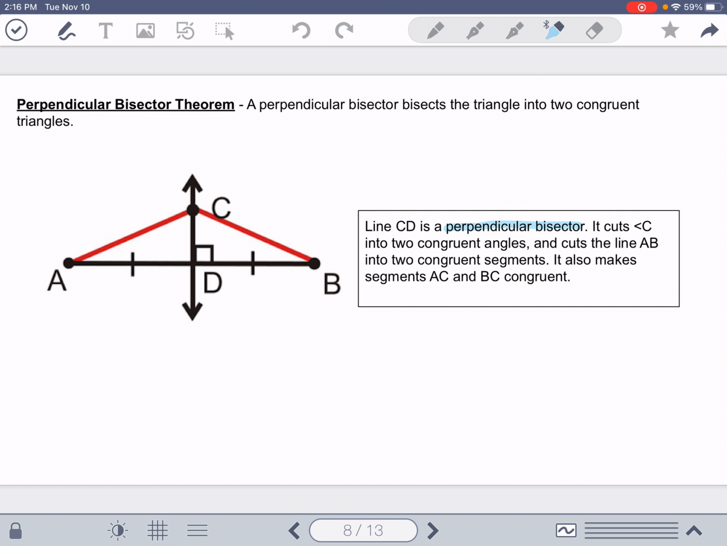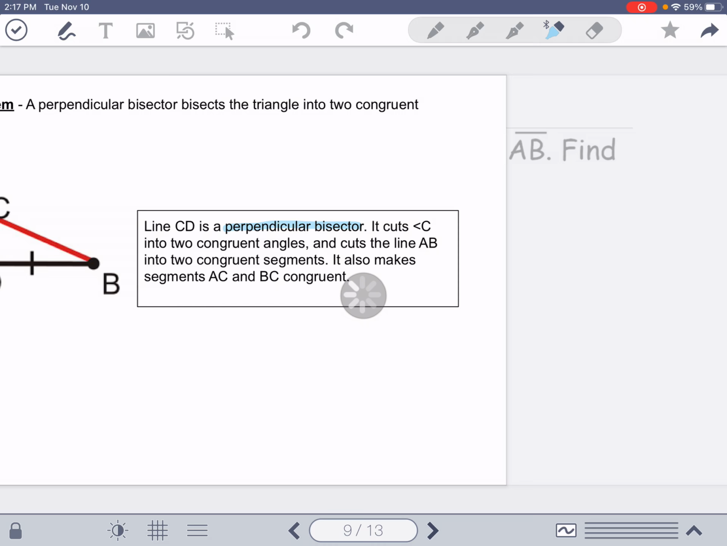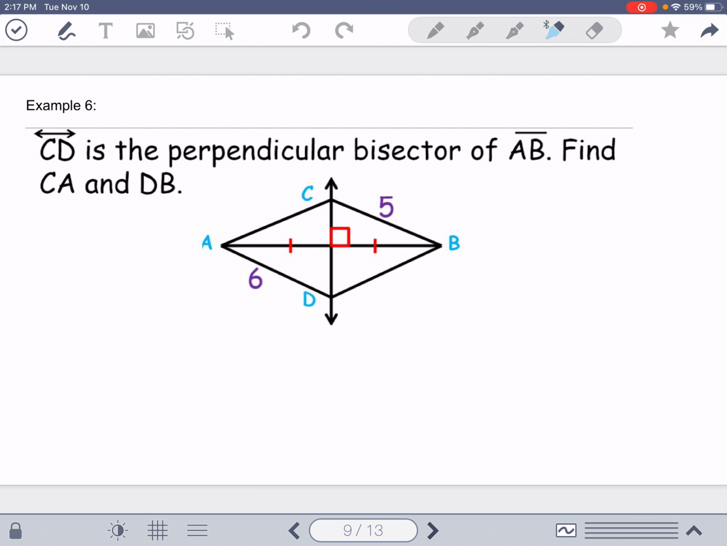It cuts angle C into 2 congruent angles. It also cuts that line AB into 2 congruent segments. And when that happens, that also means that segments AC and BC are congruent. They're kind of like mirror images of each other. They're a reflection of each other. So how do we do this?